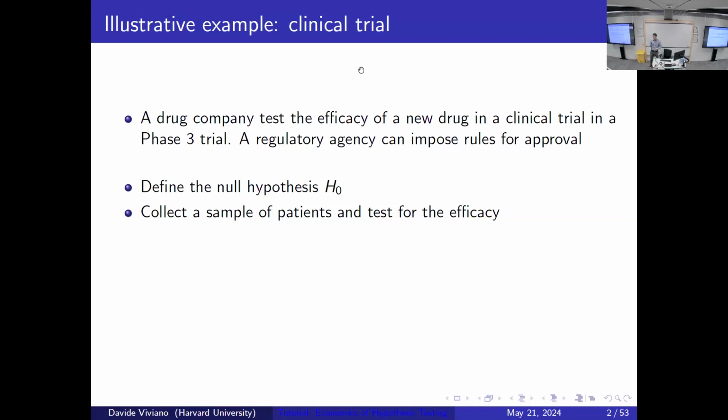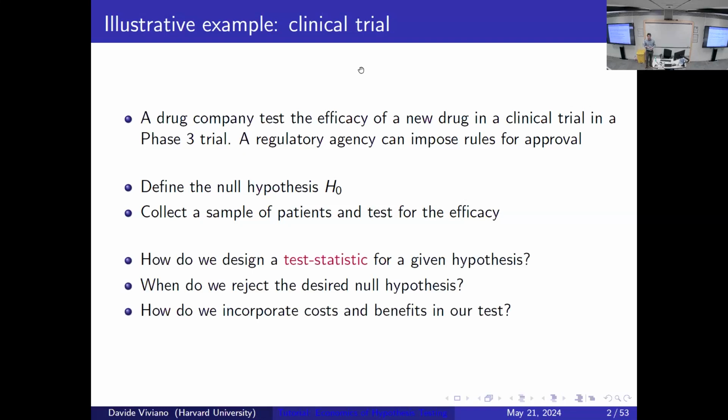So first of all, the first question which arises is, okay, what's the null hypothesis of this? The second question is, okay, then we would like to collect a sample and test the null hypothesis of interest to test the efficacy of the drug. Now, downstream, there are lots of other questions that we can ask. So what's the test of this construct? When do we actually want to reject the given null hypothesis that we posed? And how do we think about the cost and benefit of testing the drug itself?